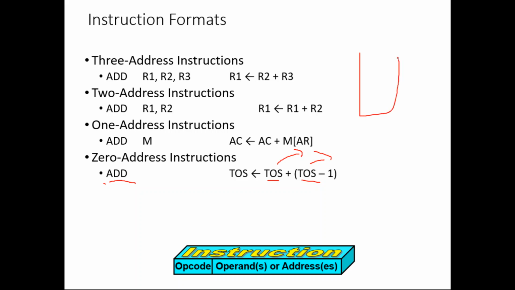For example, if the stack contains these elements 2, 3 and 5, it will pop out 5 and 3 from the stack and the new top of the stack will be 8. Okay, so this is what the zero address instruction will do.